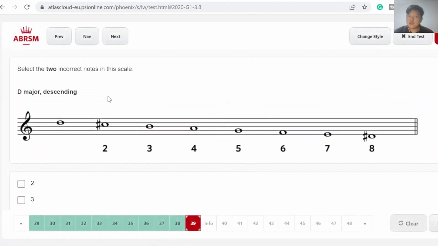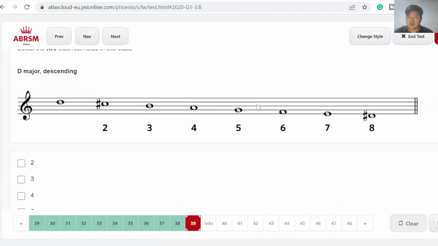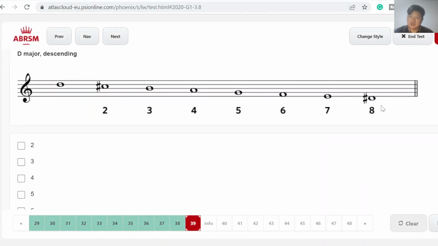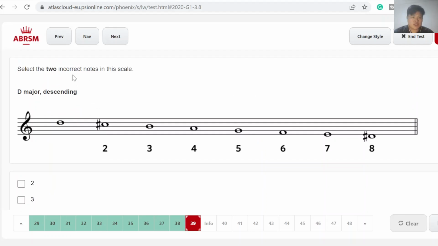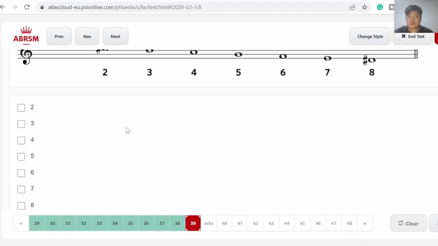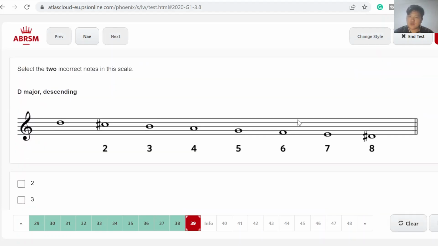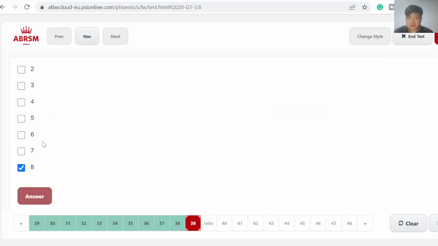So 39, D major, F sharp and C sharp. Okay, so you look at the 8 here. Okay, what's the question again? Okay, 2 incorrect notes here. So look at the 8 here, it's got D sharp. So 8 is out, correct? We need to find one more. Remember F sharp, C sharp? You look at number 6 here, it is F note. So we need to put an F sharp there. So your answer is 6.